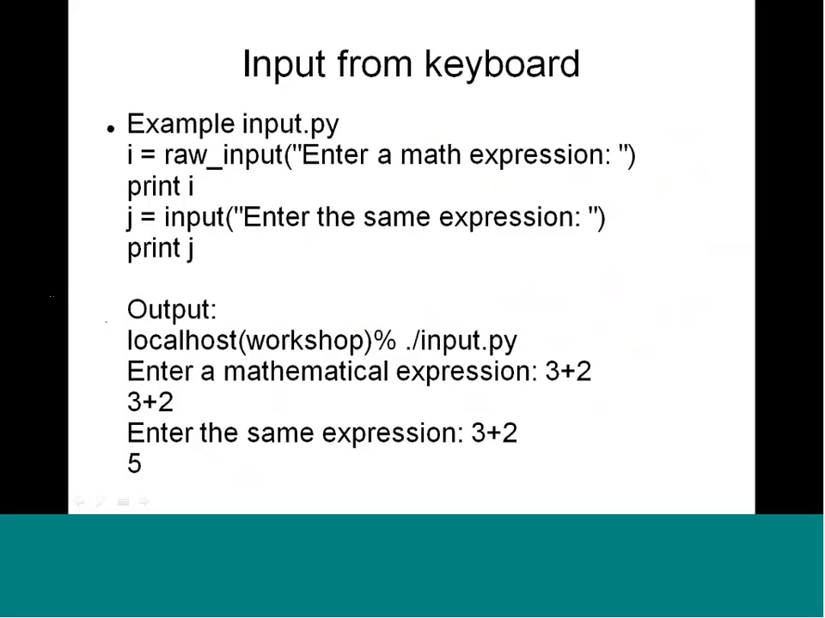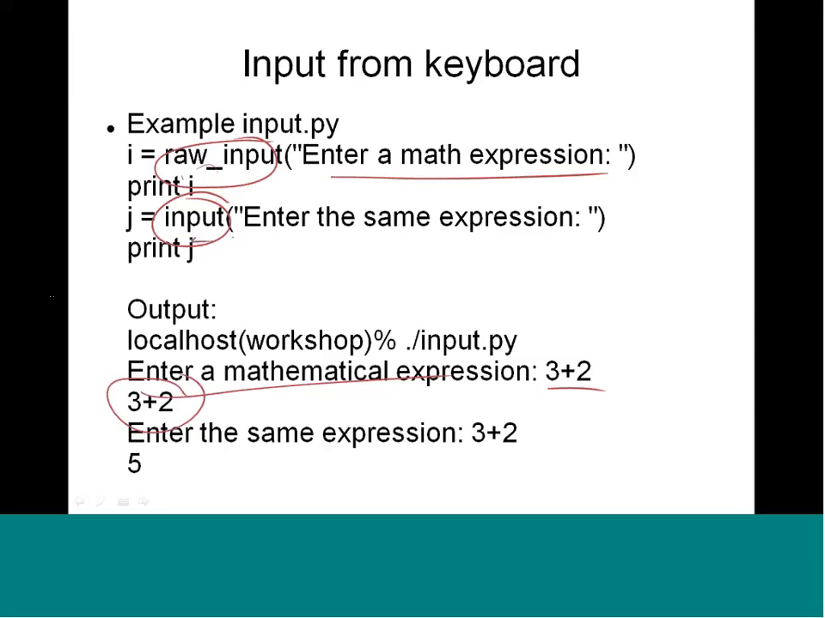Now let's look at how we gather input from the keyboard. For this we use the function raw_input, or we can also use just input. So let's see how we can make use of this. I equal to raw_input, enter the math expression, and then we print i. It says enter the math expression, and we say 3 plus 2. Now i's value is the same 3 plus 2; it does not evaluate anything, it basically copies it into i.